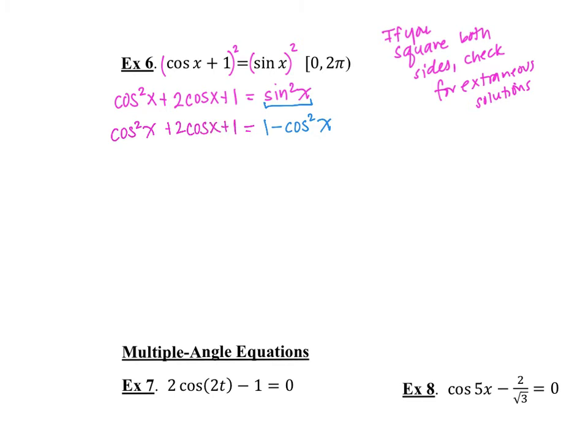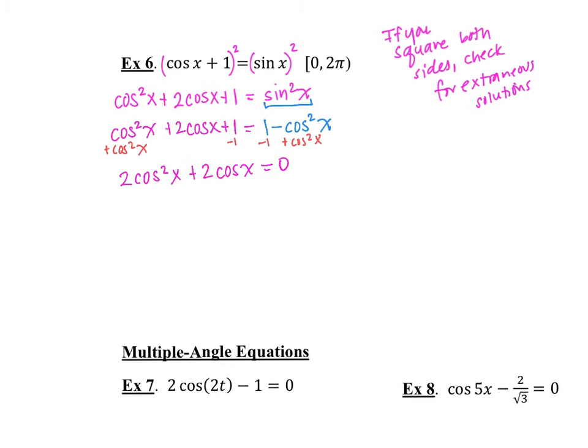Okay, I'm going to try to set this equal to 0 so I can factor it. So what I'm going to do, I'm minusing the 1, and I'm going to add the cosine squared to the other side. No, I don't normally show that step, but I want you to see where it came from. So cosine squared x plus cosine squared x is going to give me 2 cosine squared x plus 2 cosine x. The ones cancel. Okay, now I'm equal to 0.